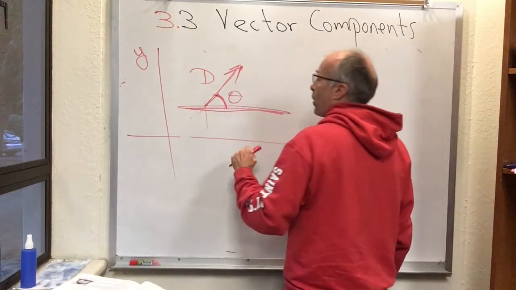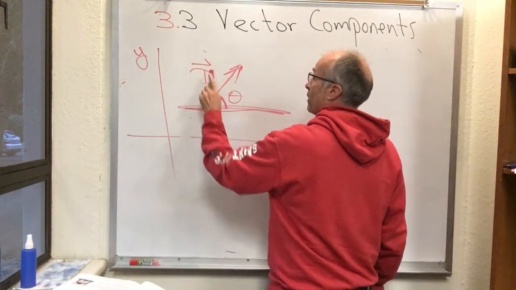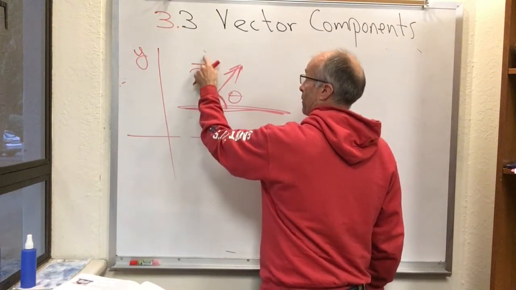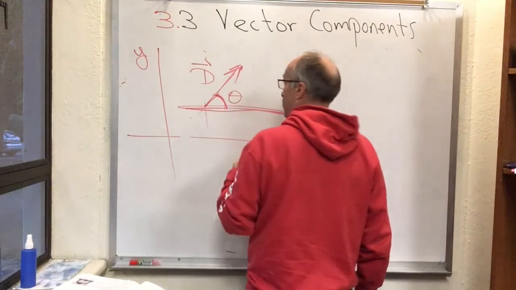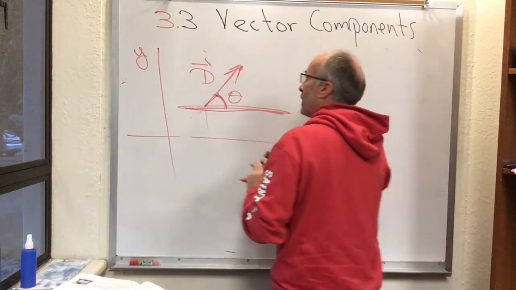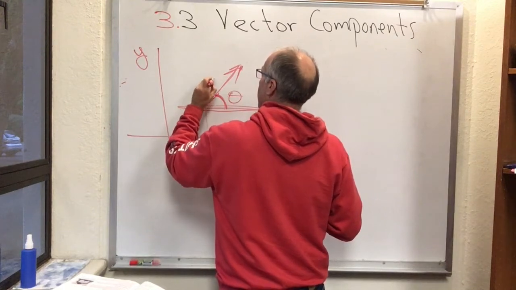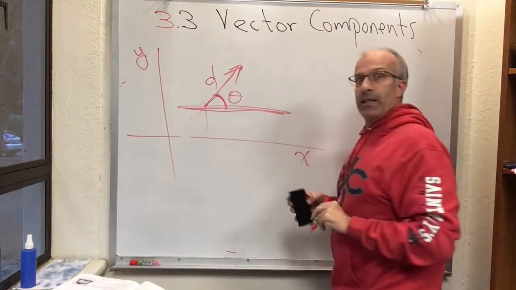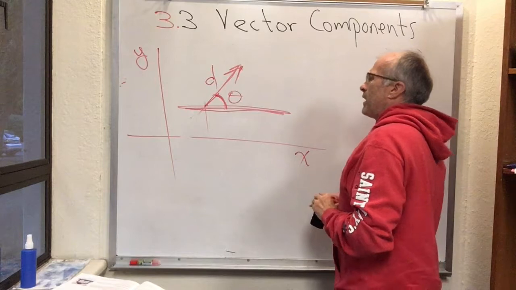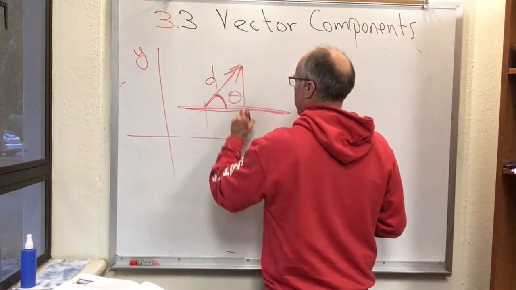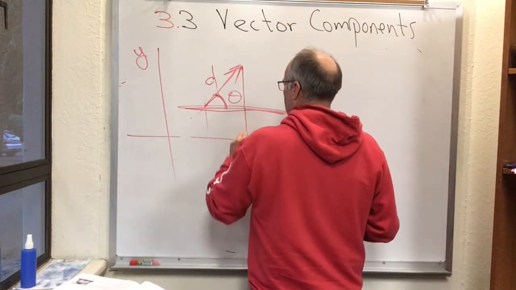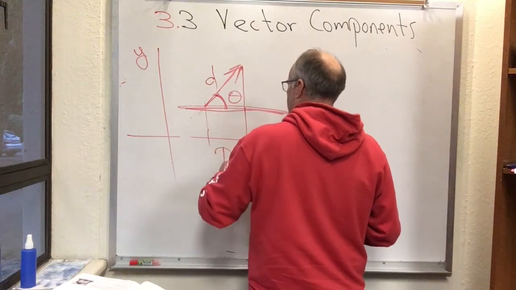Now, let's suppose that this vector D here, which I noticed I forgot to have my arrow sign over it, but I just fixed it. This vector D here, let's give it a length. Let's say that the length of D is little d. Okay, now we can ask ourselves, using a little trig, what is d sub x?